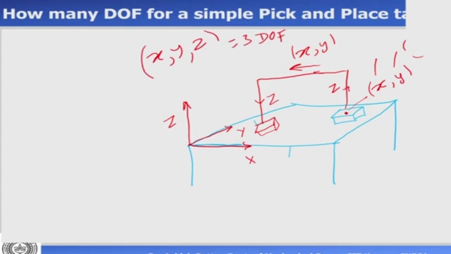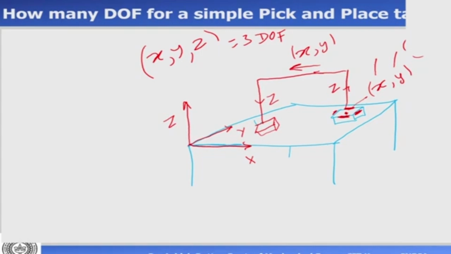Now is 3 degrees of freedom enough? Please think about it. When we are saying you need to catch an object, what does catching an object mean? That I will need a gripper, a robotic 2-finger gripper or 3-finger gripper. You'll have to place 2 fingers on this side and 2 fingers on that side. That's how you catch. That's the meaning of catch.